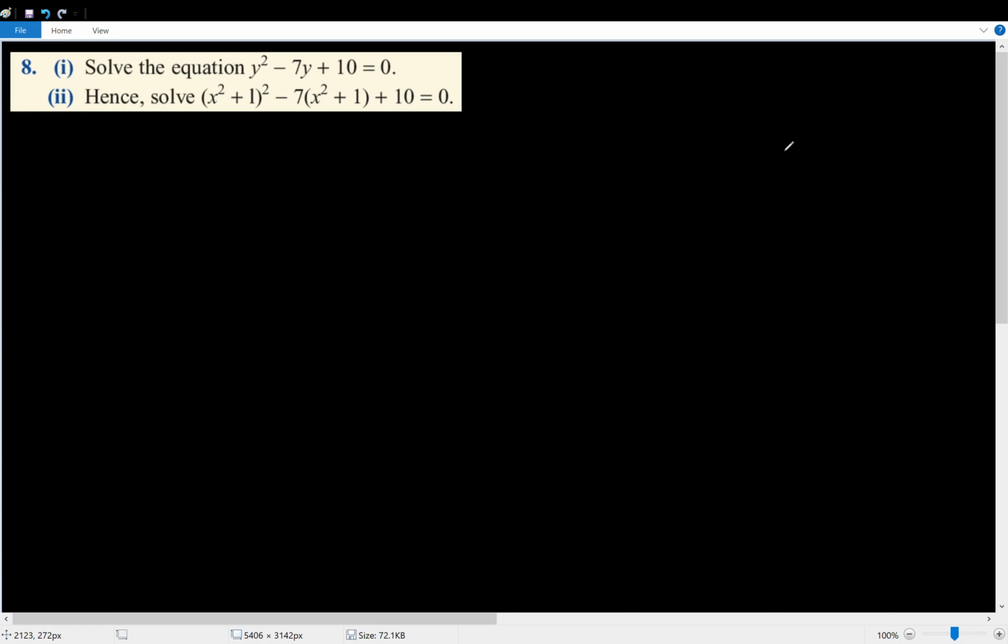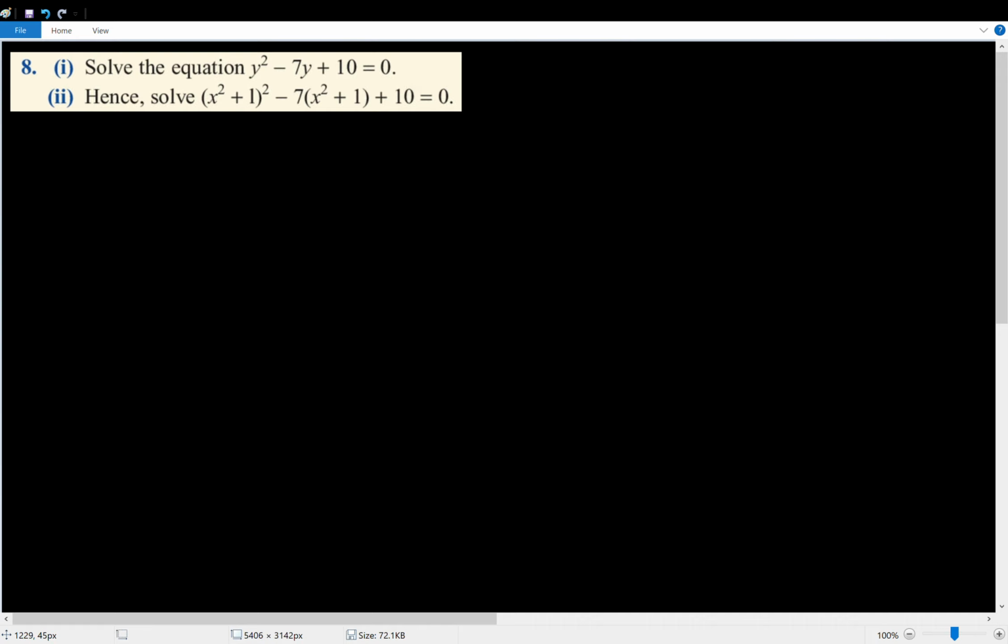This is question 8 from exercise 6.4 in Project Maths 2. In part 1, we're asked to solve the equation y squared minus 7y plus 10 is equal to 0. And then for part 2 it says hence solve (x squared plus 1) all squared minus 7 times (x squared plus 1) plus 10 is equal to 0.